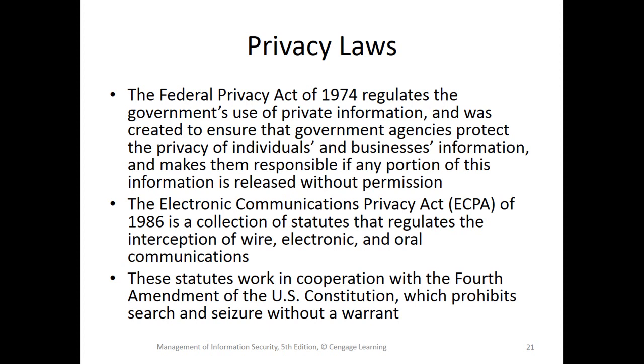So the Federal Privacy Act of 1974 regulates the government's use of private information and was created to ensure that government agencies protect the privacy of individuals' and businesses' information and make them responsible if any portion of this information is released without permission. And the Electronic Communications Privacy Act, ECPA, of 1986 is a collection of statutes that regulates the interception of wire, electronic, or oral communication. So basically we're talking about wiretapping here. These statutes work in cooperation with the Fourth Amendment of the United States Constitution, which prohibits search and seizure without a warrant.